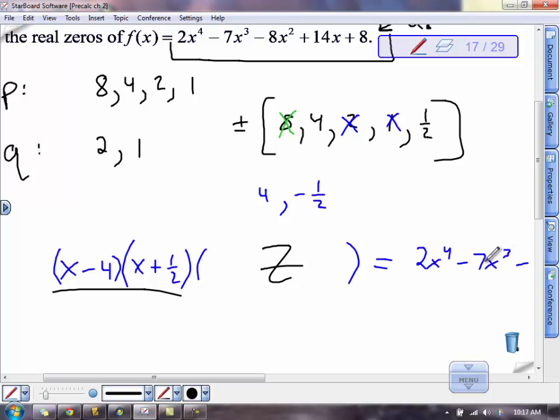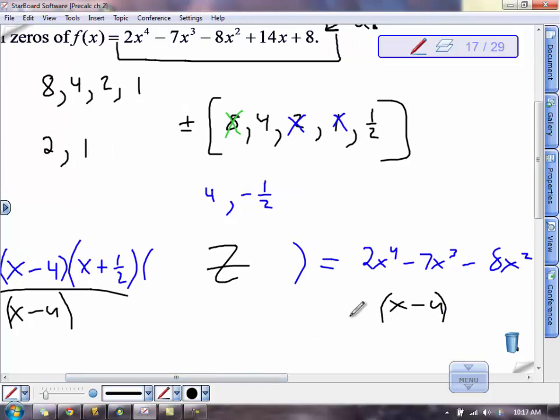If I divide x minus 4, then I could use synthetic division, which you guys think is easier anyway, which I do too. Then whatever I have left over, I divide x plus 1/2 into it. And then that'll give me what's left over here. Does that make sense? So it's just like numbers.